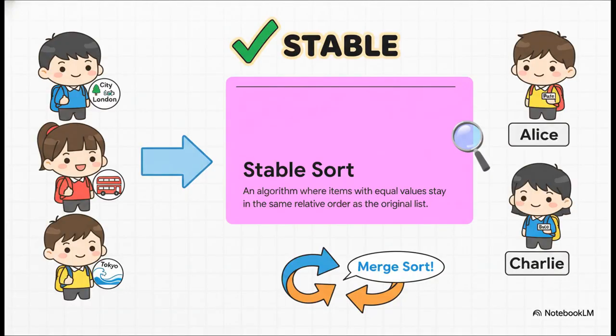Okay, and what about stable? This is a really cool property. A stable sort promises that if you have items with the same value, they'll stay in the same order relative to each other after the sort is done. So imagine you sort a list of people by city, and then you sort that same list by their last name. A stable sort makes sure all the people from, say, Chicago are still in the same order they were before. This is a huge advantage in some cases, and merge sort has it.